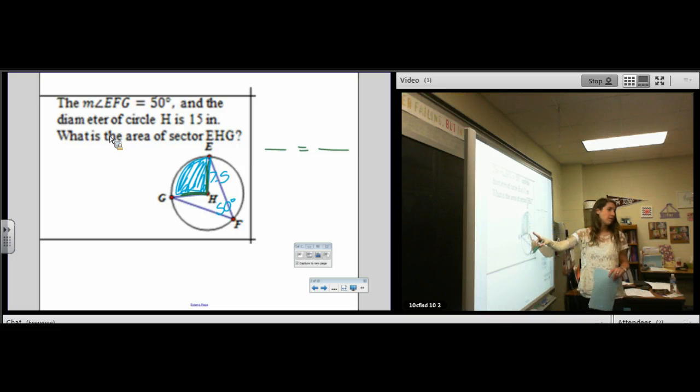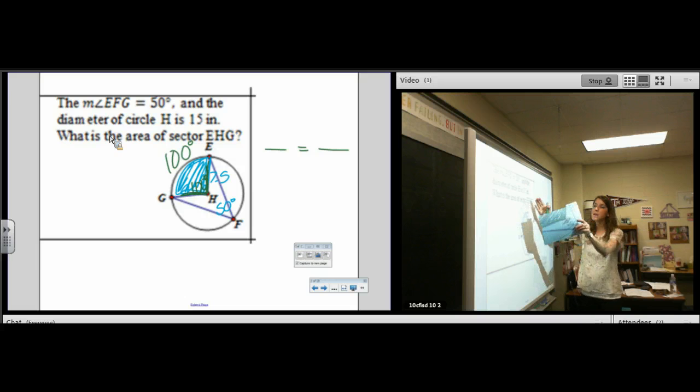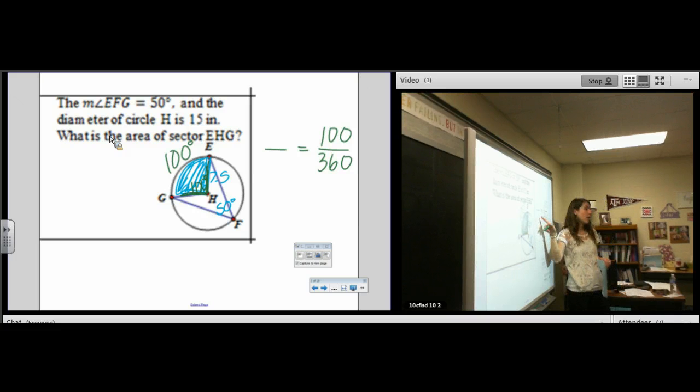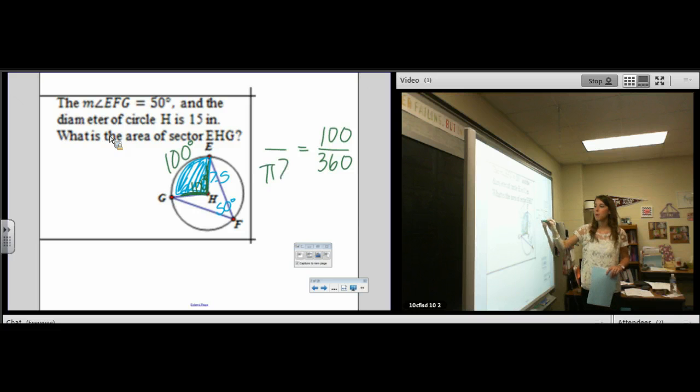Double or half? Is it 100 or 25? It's 100. The arc is 100. That means this angle is 100, because the farther away you get from the arc, the smaller you get. So that's 100, that's 360. That's always the easiest part of the proportion. I always put totals on the bottom. What's the total area? Total is pi r squared. And then we can cross multiply.